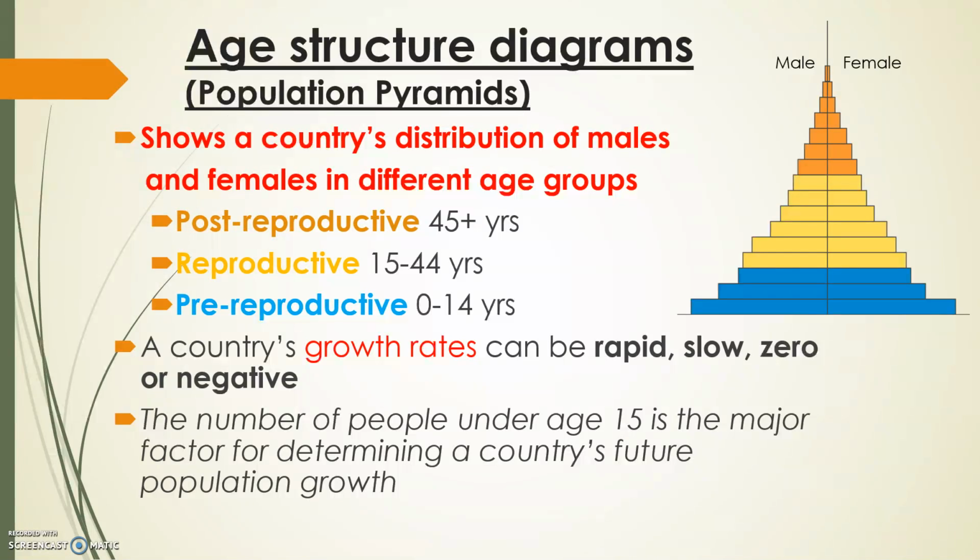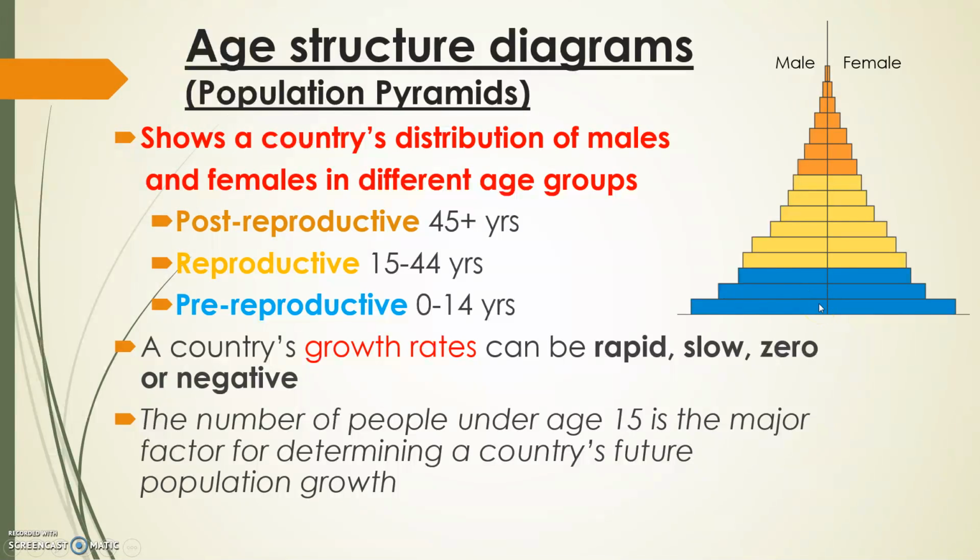The gist of it is, as you saw on that assignment, it shows a country's distribution of males and females in different age groups. I like this type a lot because it shows you by the different colors. You have your post reproductive, so 45 and up, your reproductive age group, which is 15 to 44, and your pre reproductive, which is 0 to 14 down here.